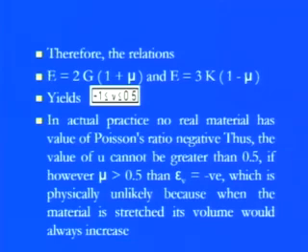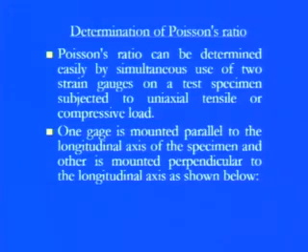If you are calculating in any numerical and you find that mu goes to the negative side, or goes beyond 0.5, that means there is an inaccuracy in the calculation. So this is a checkpoint to see what the exact relations are between E, G, mu and K. Then if we move further, how do we determine the Poisson ratio? The Poisson ratio can be determined easily by the simultaneous use of two strain gauges on a test specimen subjected to uniaxial tensile or compressive loading.